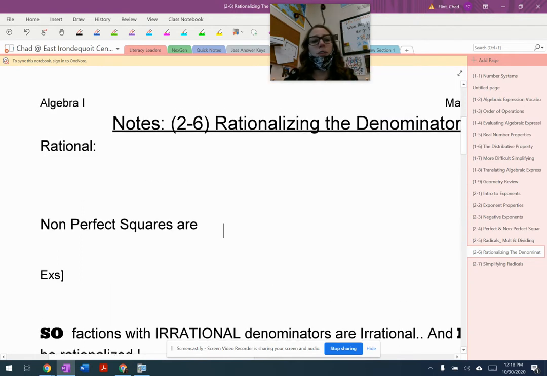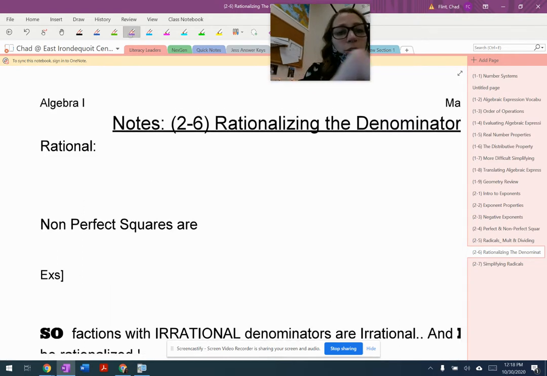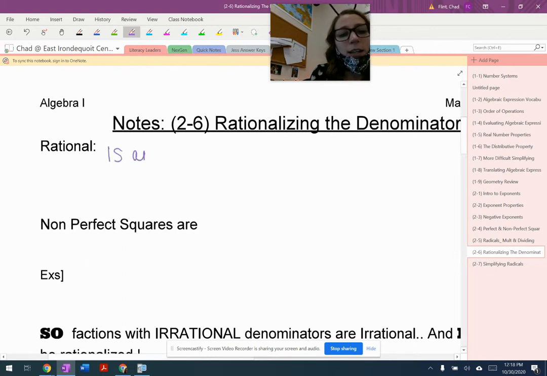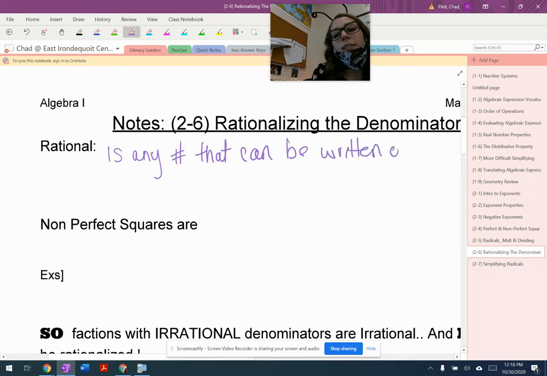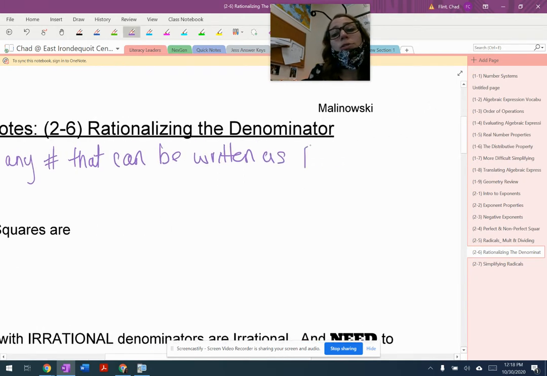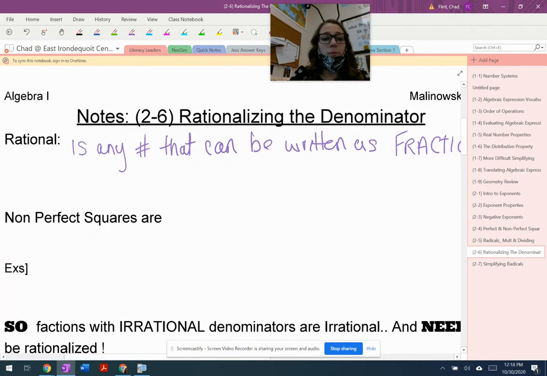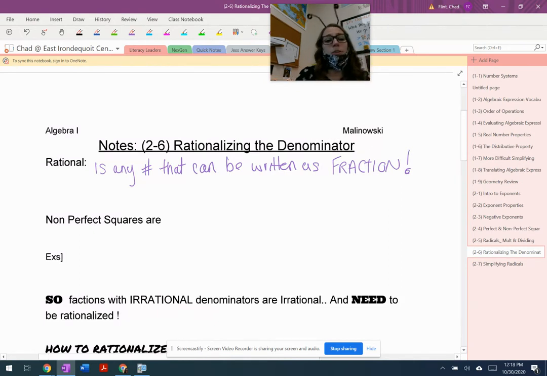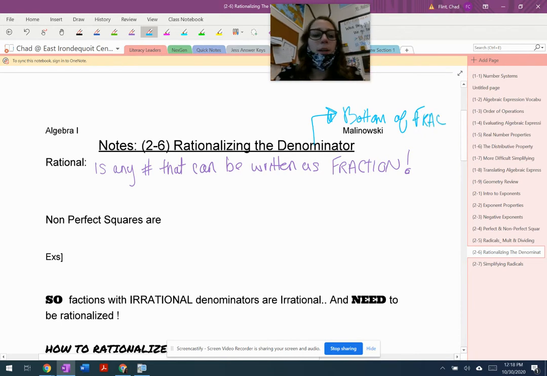So that first word we're going to talk about is rational. You should know what a rational number is, and if you don't, you should get on that. A rational number is any number that can be written as a fraction. Okay. So, remember, rational numbers are numbers that can be written as fractions. When we're talking about the denominator, that's the bottom of my fraction. So just keep that in mind.